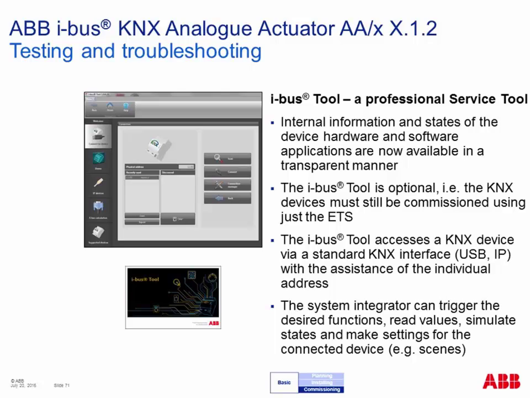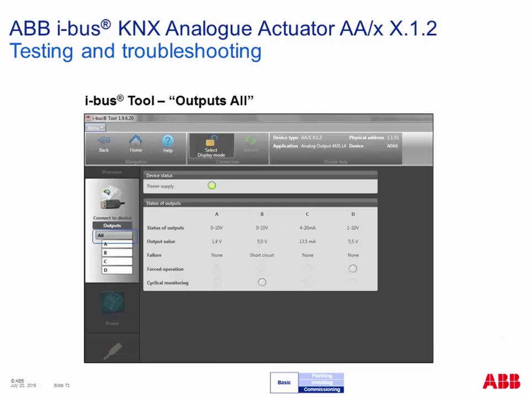So the first step is we set all the parameters in the ETS, download the application to the KNX device, and then start the IBUS tool, and via the individual address, read out the parameterization. With the IBUS tool, we cannot change a parameter, we cannot assign a group address or the listener group address. It is only a diagnostic tool to check if the parameter is okay, or to simulate, for example, KNX telegrams, which I show you later.